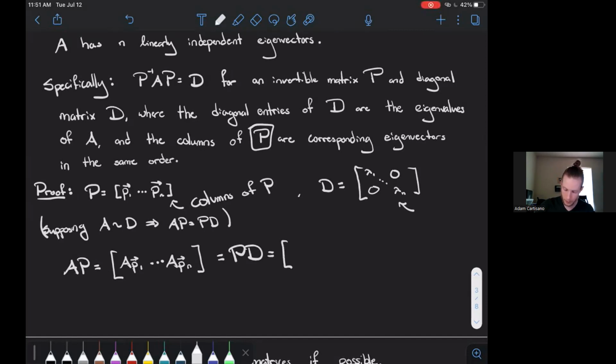Okay, so what are we saying? This is really P1 all the way up to Pn, these columns, times D. But I know what this matrix is. You just take lambda 1 times P1.